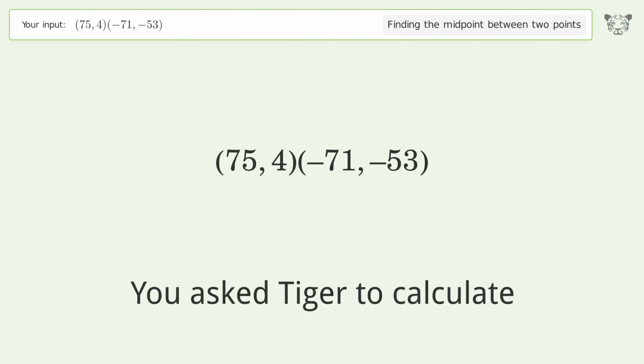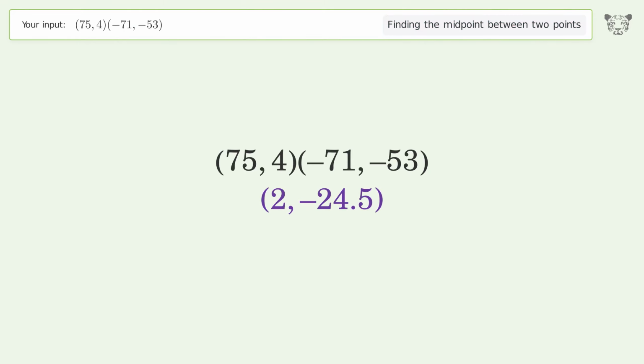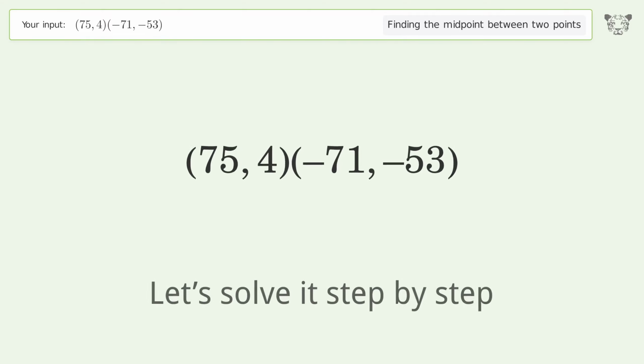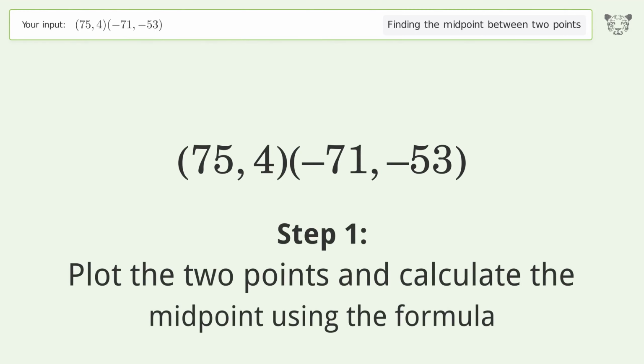You ask Tiger to calculate. This deals with finding the midpoint between 2 points. The midpoint between the 2 points is 2, -24.5. Let's solve it step by step. Plot the 2 points and calculate the midpoint using the formula.